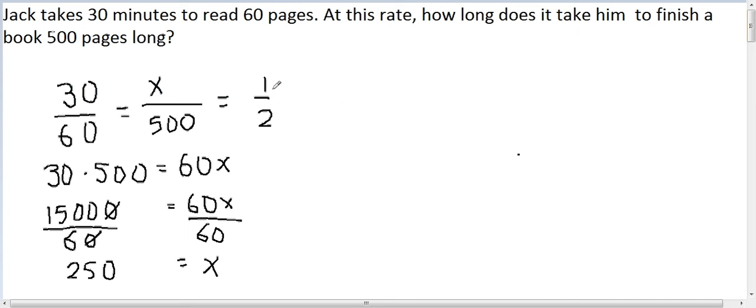Notice that in the ratio 1/2, if we start out with the numerator, we can multiply by 2 to get the denominator, or if we're going to go backwards, start with the denominator and divide by 2 to get the numerator. So we can carry out the same process for this fraction here. 500 divided by 2 is equal to x. 500 divided by 2 is 250. So that's another way to find that x is equal to 250, and that's the number of minutes, 250 minutes.